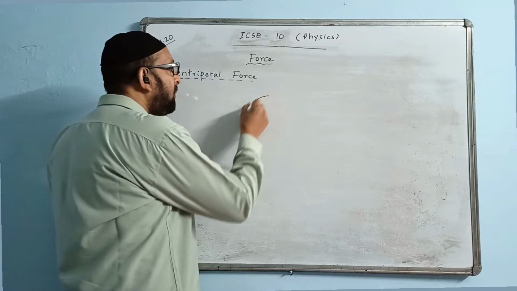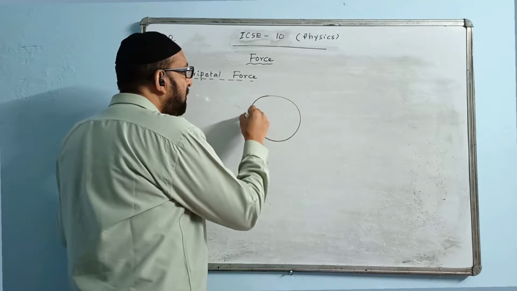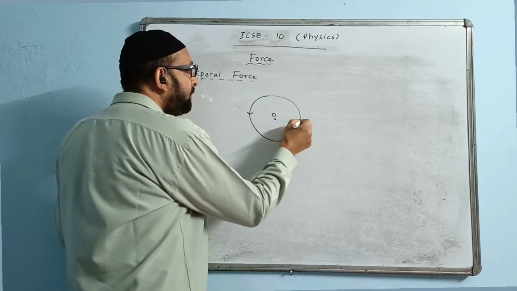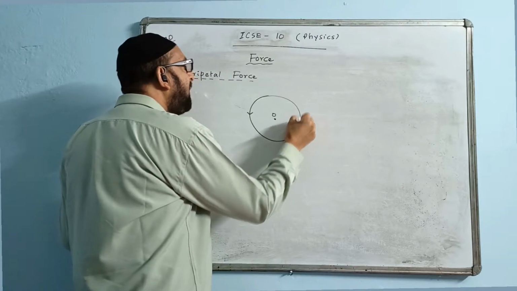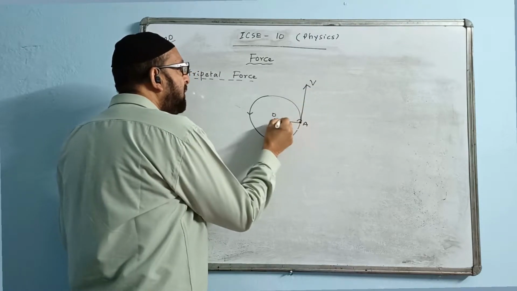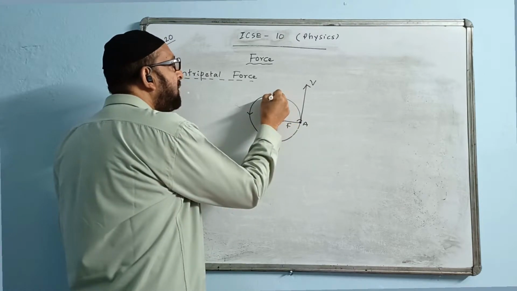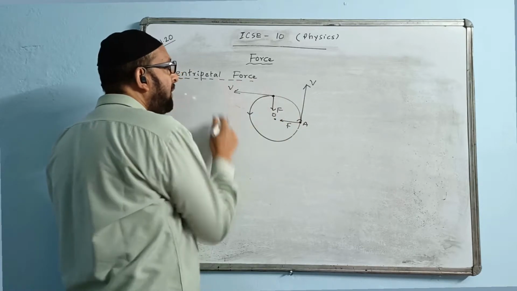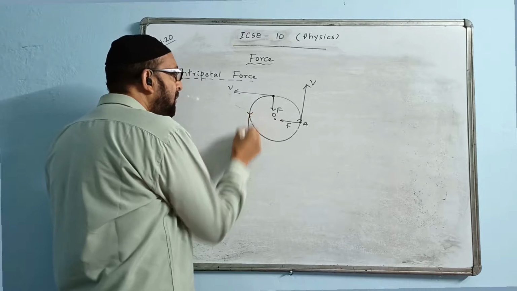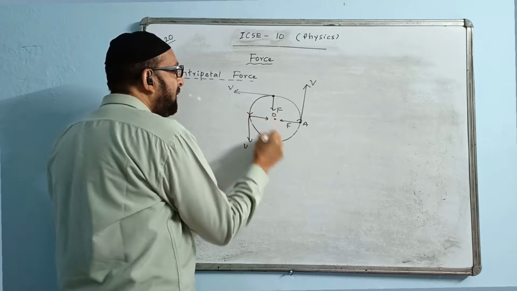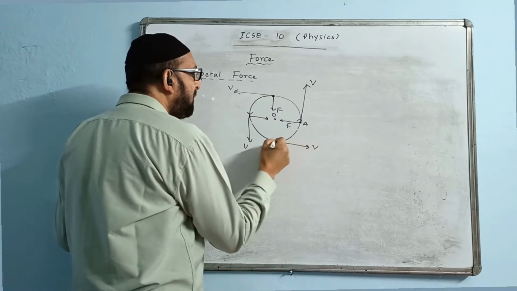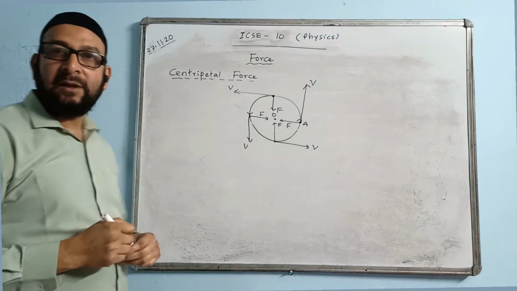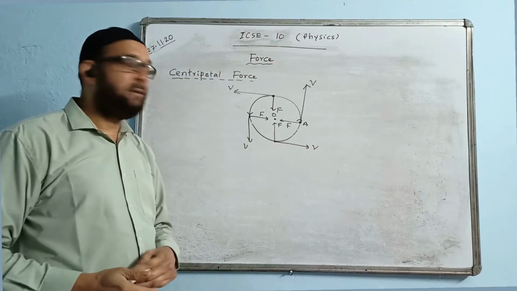So in the diagram, suppose the body is moving like this, and the center is here. When the body is here, what direction will the velocity act? The velocity direction is like this. What direction will the force act? Like this. Here, the velocity will be along the tangent, but the force will be along the radius, towards the center. The direction of force and the direction of acceleration are the same.